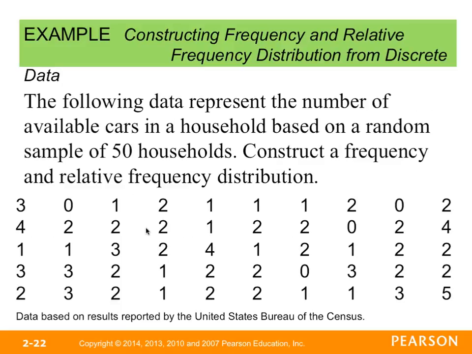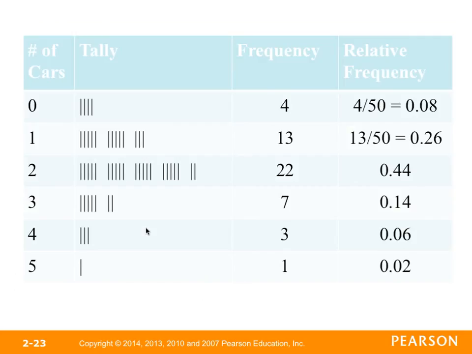So if we look at this data here, we have data representing the number of available cars in a household based on a random sample of 50 households. We want to construct a frequency and a relative frequency distribution. So for this one, we need to actually define our categories. And if you look, it looks like we have values of 0 through 5. So those are the number of cars that we have. And then we just put tally marks to indicate how many of each category we have. We change it to frequency and to relative frequency.